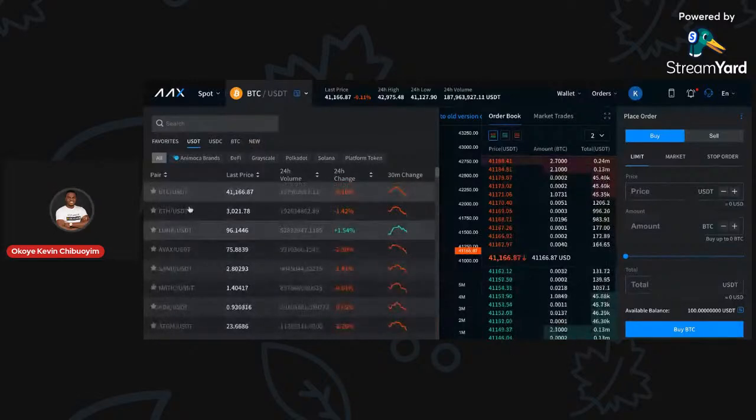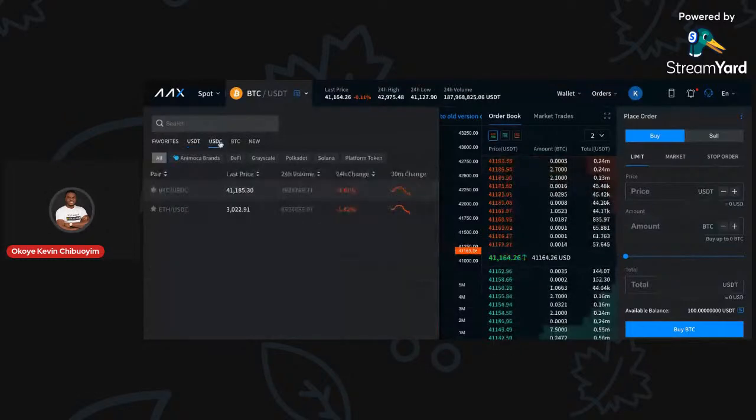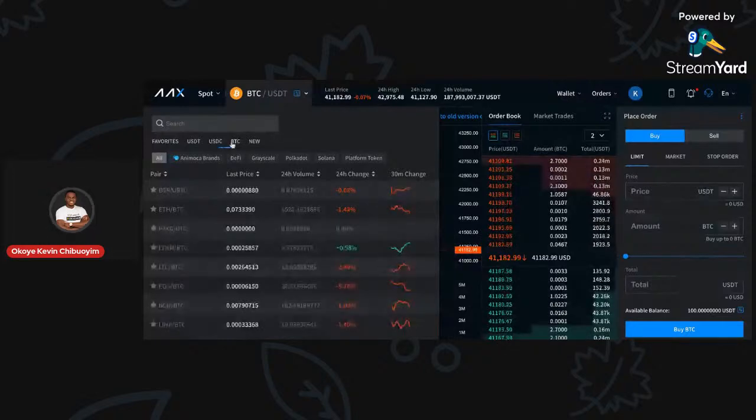Everything right here is paired in USDT. Then we have the USDC market. There are only two coins right there on the USDC market. Like I told you, USDT is the most popular and it usually has the most pairs. The USDT market and the BTC market are the most popular. Then we've got the BTC market right here. You can see GERA/BTC, ETH/BTC, PAXG/BTC. Everything right here is the BTC market.